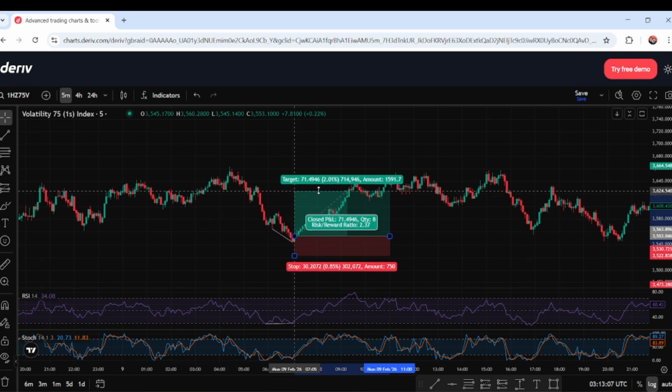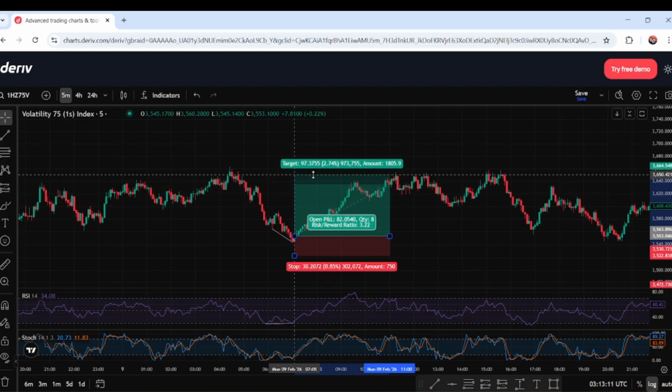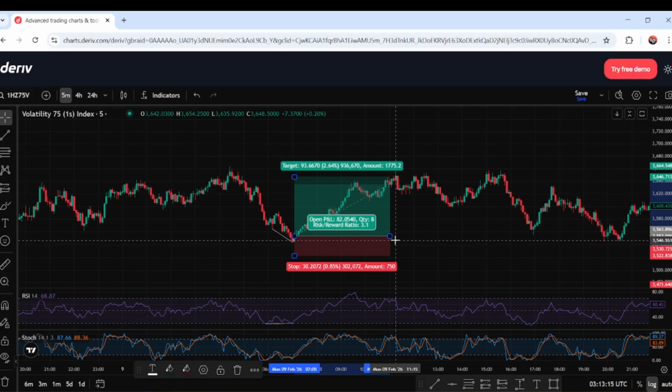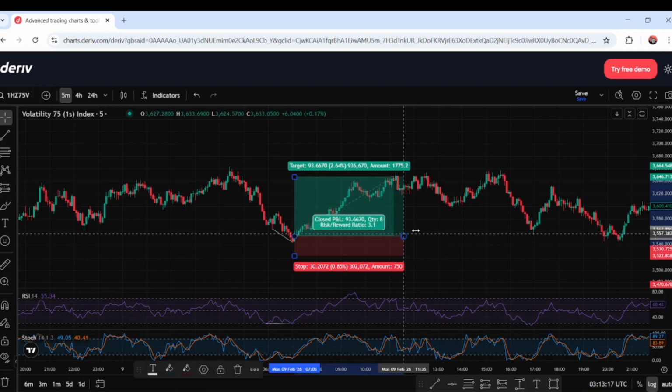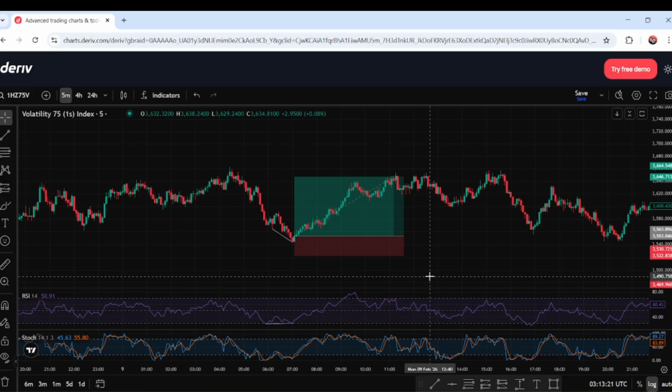Then we target 1:2 or 1:3. So this is a 1:3, this is a 1:3. It's quite easy and quite simple. All you can do is just watch this video and practice. Practice makes perfect. That's the only way you can master this strategy in a better way.